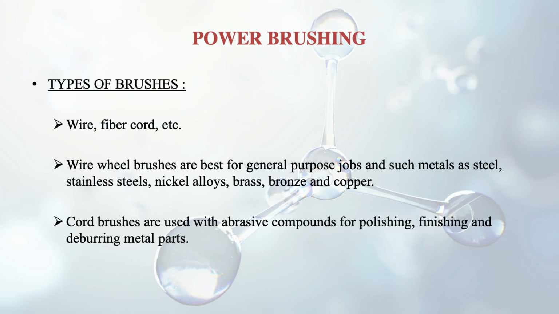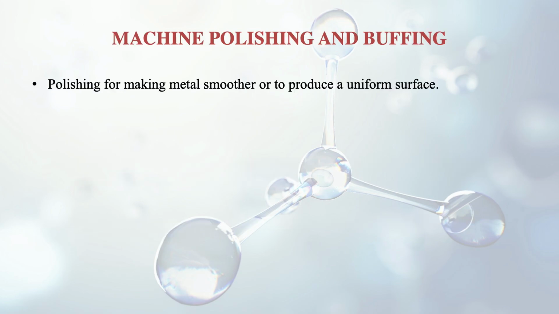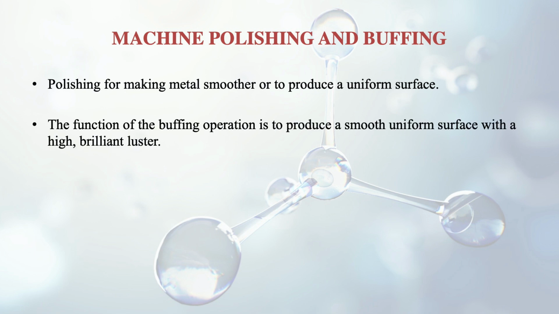Then the process of machine polishing and buffing under the mechanical cleaning process. Polishing is done to make metal smoother, and we get a uniform surface through this. The function of the buffing operation is to produce a smooth uniform surface with a very brilliant luster, very good luster. Buffing is, you can say, a final type of finishing process.